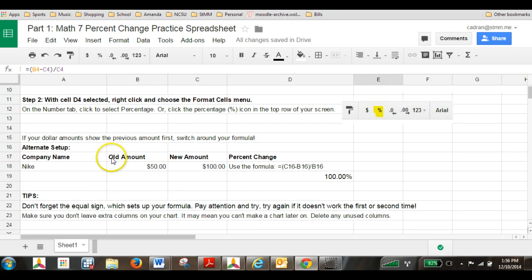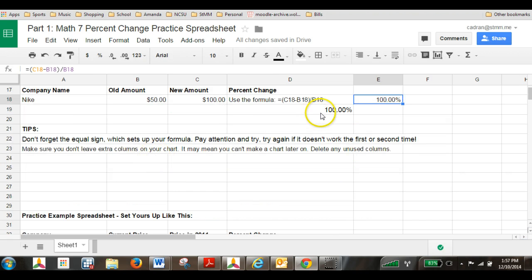But if you have set up your spreadsheet this way, where the old amount is first and then the new amount is next, you can still do the same equation with the same formula. We just wanted to reverse and make sure that the new amount, in this case C18, is first. And if we try this one, equal sign, parentheses, C18, notice that my cell gets highlighted to let me know that I have entered the right one, minus C18, and parentheses, over B18, we get a number 1, and I can go up to my percentage sign, make it 100%. So the percent change is 100%, regardless of whether the old amount is first or second.